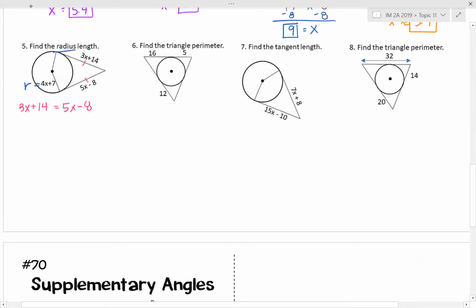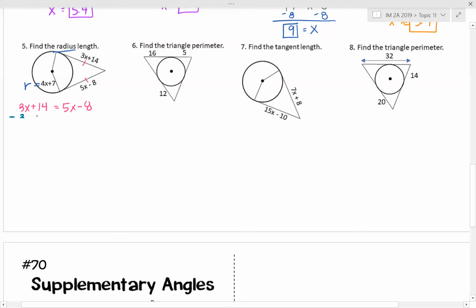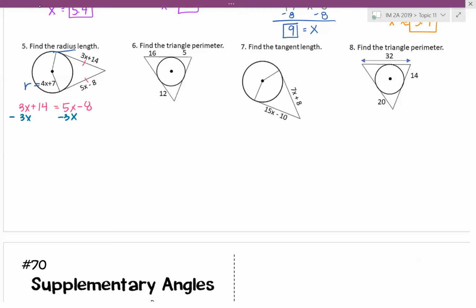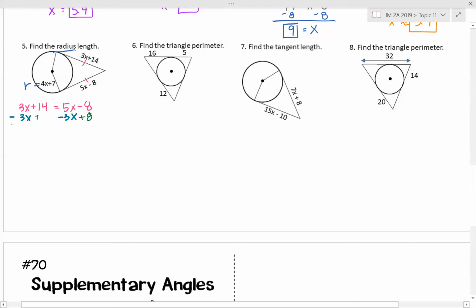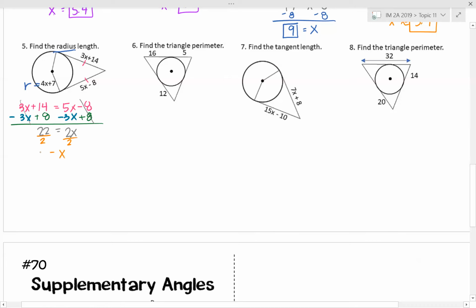So if I want to move all the x's to one side, since 5x is over here, I'm going to subtract 3x just to keep things positive. And at the same time, I'm also going to add 8. So if I also add 8 to both sides, subtracting 3x is moving the x over from here, and adding 8 is moving that 8 to the other side. So 14 plus 8 is going to give us 22, and then 5x minus 3x is going to give us 2x, which means that if we divide both sides by 2, that gives us a value that x equals 11.